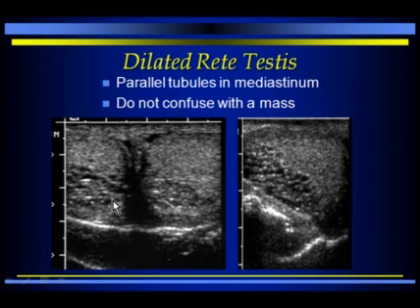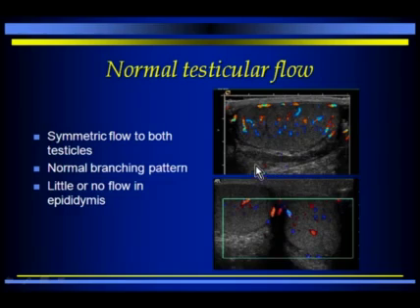The way to tell them apart is the characteristic location, and if you use the proper angle, you can see that these will elongate into tubules. Here's another patient. This is the mediastinum testis, and we see the dilated rete testis here. Dilated rete testis, by the way, are often associated with cysts within the epididymis.